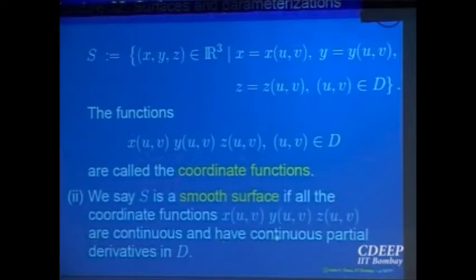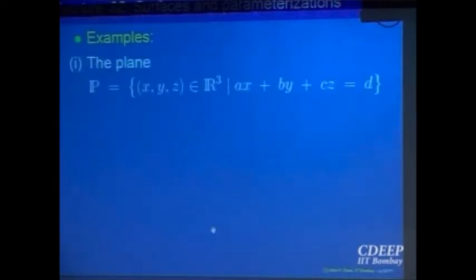So we'll say a surface is smooth if all these functions x, y and z are functions of two variables, they are all smooth functions, right? And we will say our surface is a smooth surface. So the component functions are smooth. So let us look at the plane.